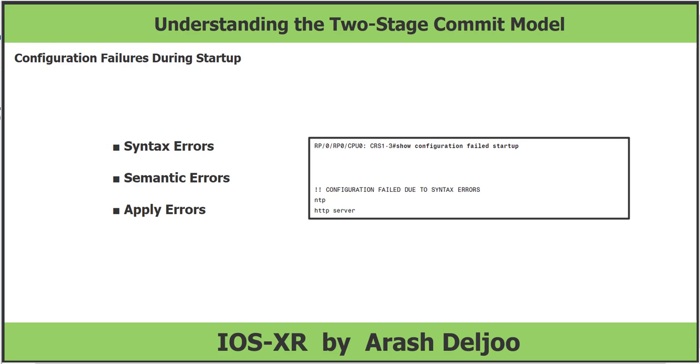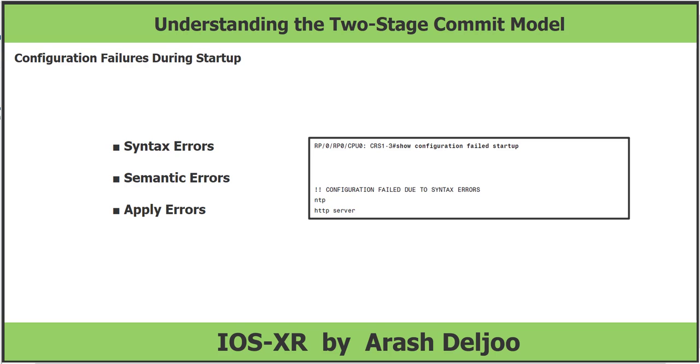Alright, now let me explain about the configuration failures during startup. When the system boots up, you might experience some configuration failures. This can typically occur when upgrading or downgrading a router from one software release to another. Possible types of configuration failures are syntax errors, semantic errors, and apply errors. Syntax errors are generated by the parser and indicate that the CLI command is not recognized. This is usually due either to a typo or the fact that the command is not present in the current version of the software.